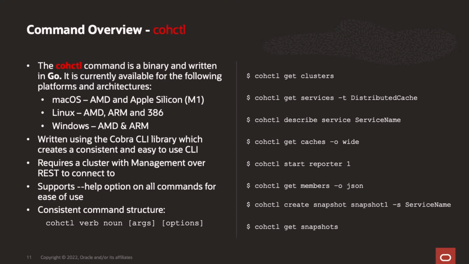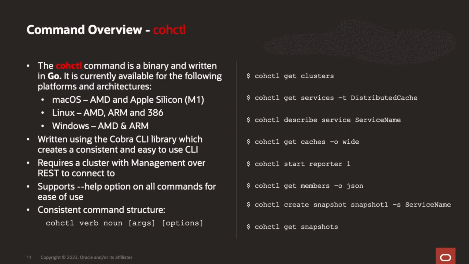The cohctl command is a binary and written in Go. It's currently available for the following platforms and architectures. It's written using the Cobra CLI library, which creates a consistent and easy-to-use CLI. It requires a cluster with management over REST enabled to connect to, and it supports the help option on all commands for ease of use.